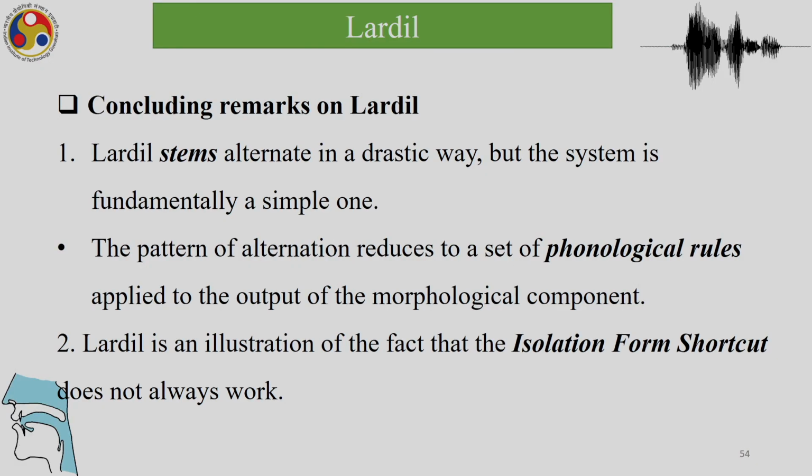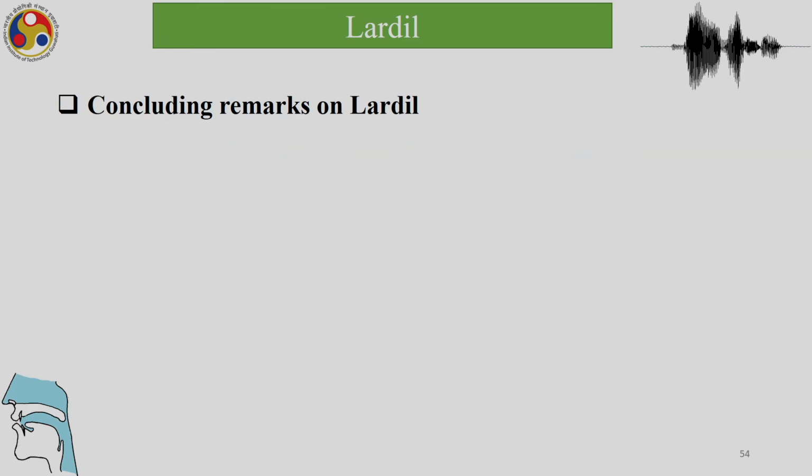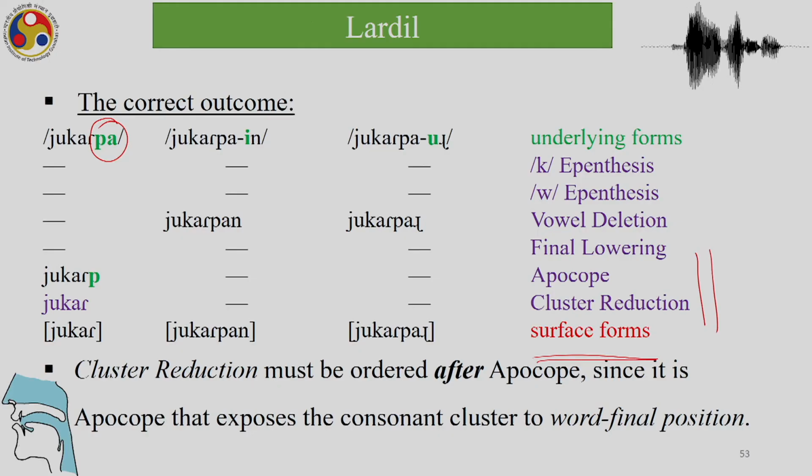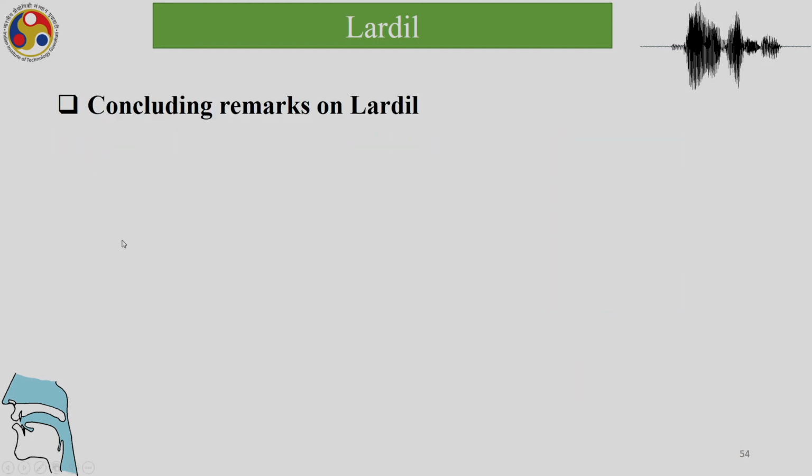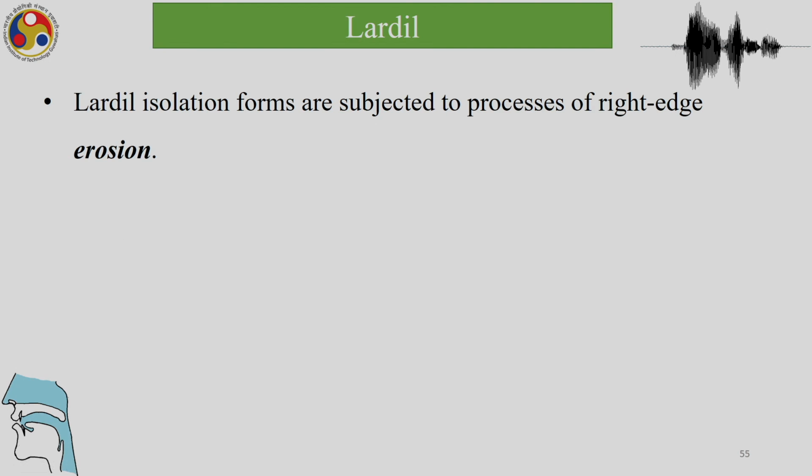And also, Lardil is an illustration of the fact that the isolation form shortcut does not always work. That is something we have been talking about, that the isolation form will not give us the underlying forms. So we have to look at the entire paradigm to get our underlying forms.